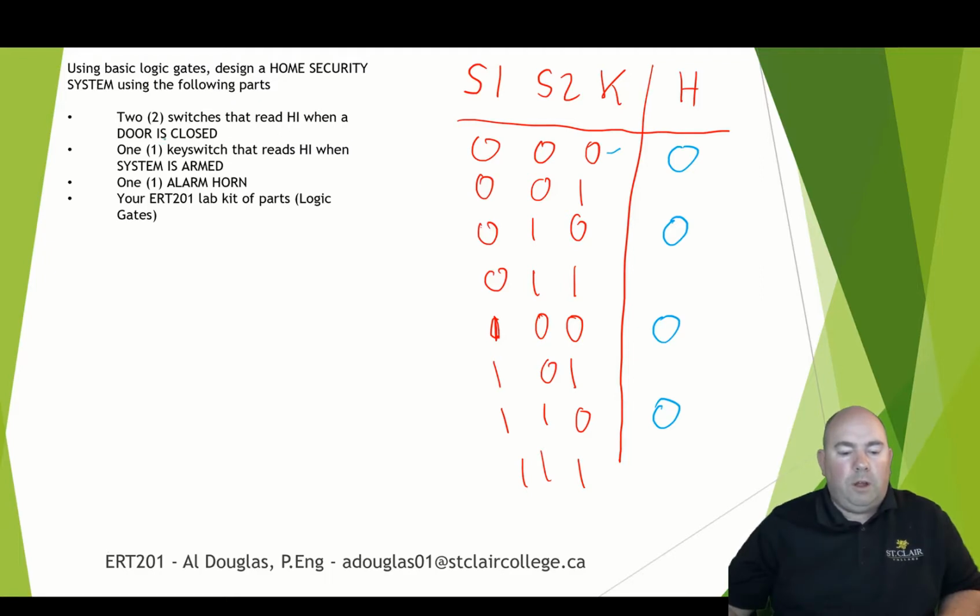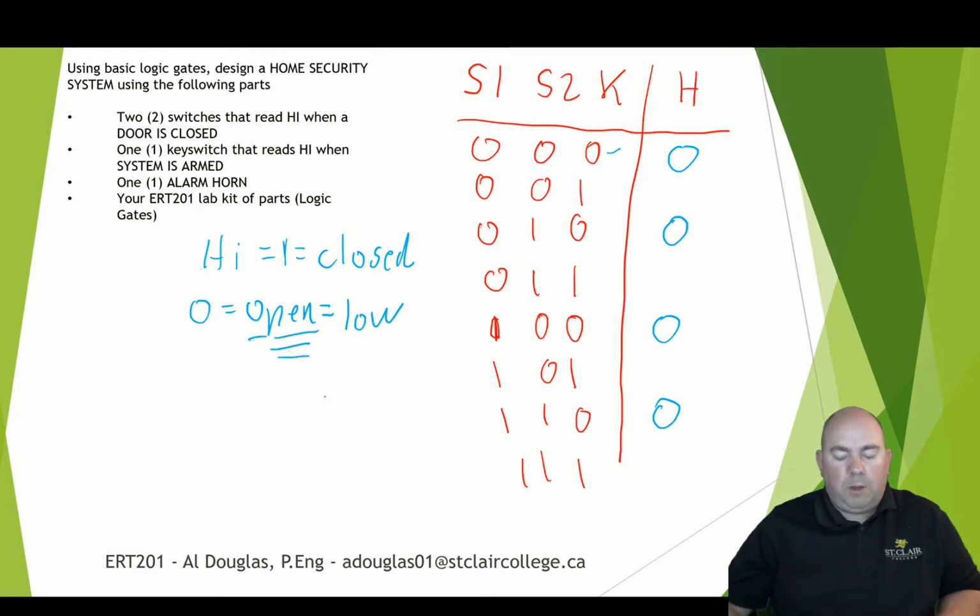Now the other thing is two switches that read high when a door is closed. So let's think about that. High equals one equals closed. So a zero equals open, so door open is basically our alarm condition. And this can be either one. We want to detect if you have two doors, if either door is opened, we want the alarm to go off. So if we have a zero on either of these, we should go off.